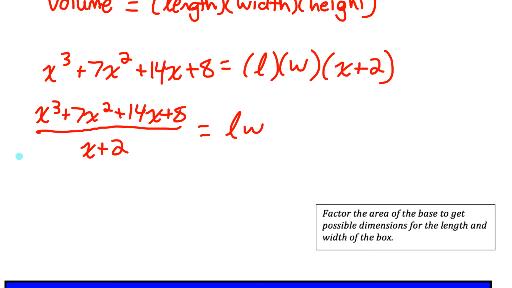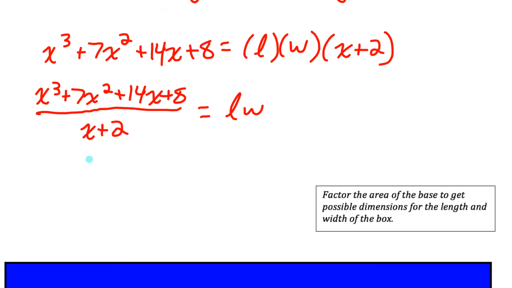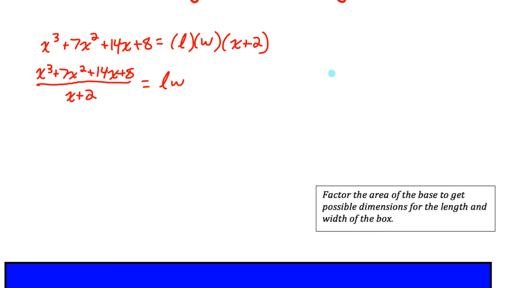So if I do this division, I'm actually going to get a degree 2 polynomial, right? Because when I do a degree 3 divided by a degree 1, I'm going to get degree 2. And then that degree 2 quadratic, I could hopefully split into factors that will give me a possible factor for the length and the width. So let's do the division. Maybe we want to do that off to the side. So I'll do that long division just off to the side. I'll set it up over here.